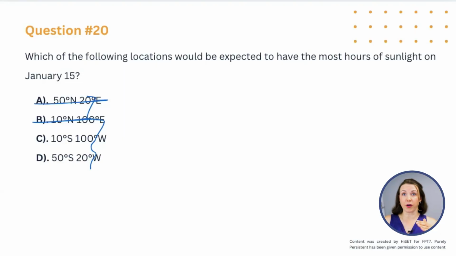So the 10 degrees south is going to be receiving a little bit more balanced night and day than the 50 degrees south, which is a little bit closer to the South Pole, to Antarctica. So they're actually receiving significantly more light down there than they are at the 10 degrees. So the answer is D.